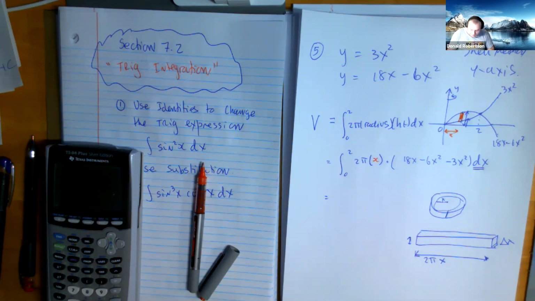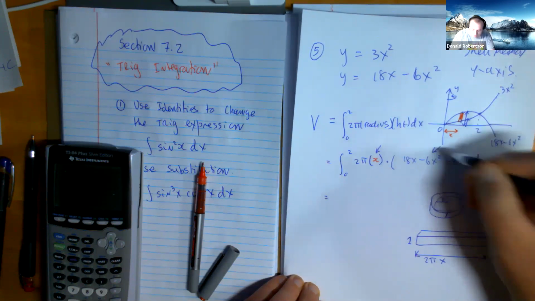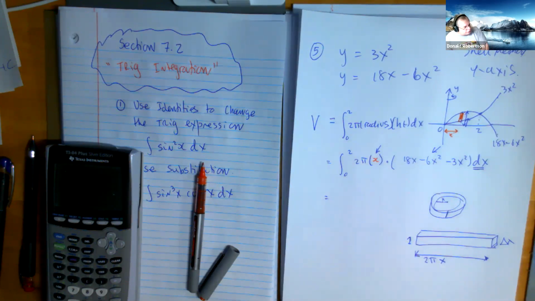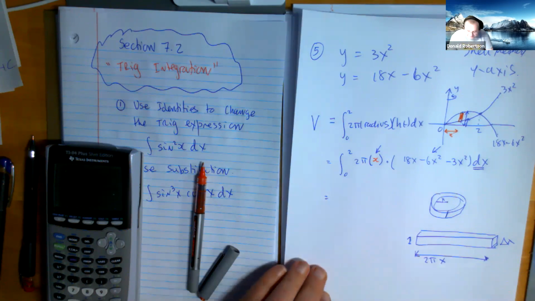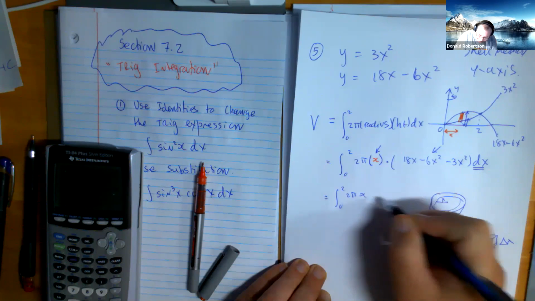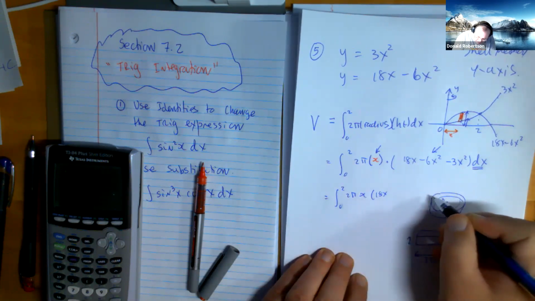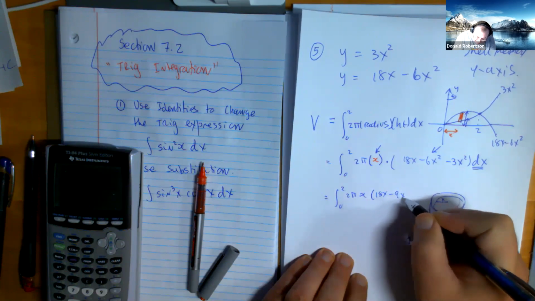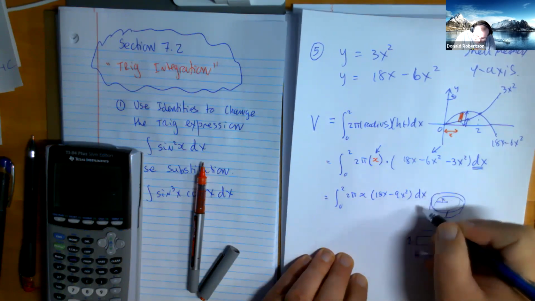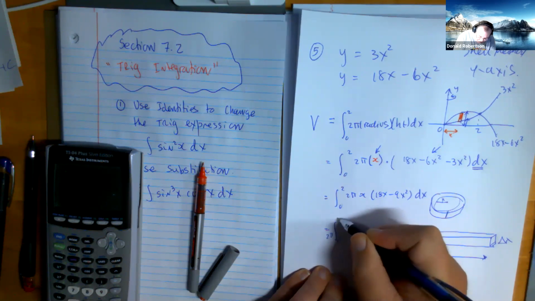So as far as you're concerned, if you want to be able to do this, you need to be able to identify those two things. As long as you can figure out who those are, you're going to get the answer. So let's just continue a little bit further. That and that combined, you now have 18x take away 9x squared. Probably pull out the 2 pi.